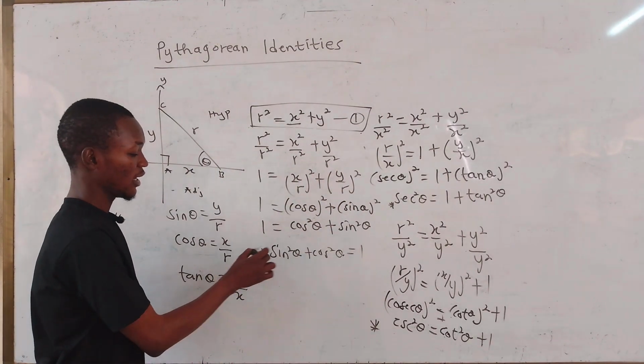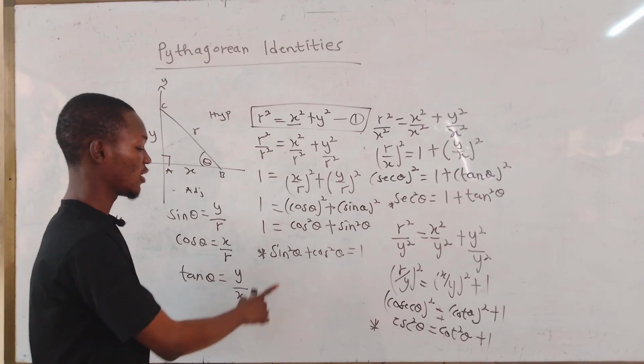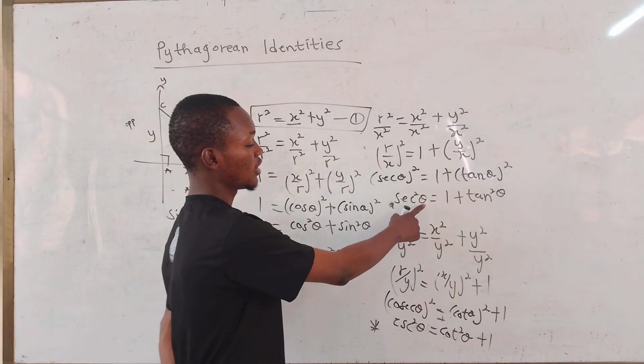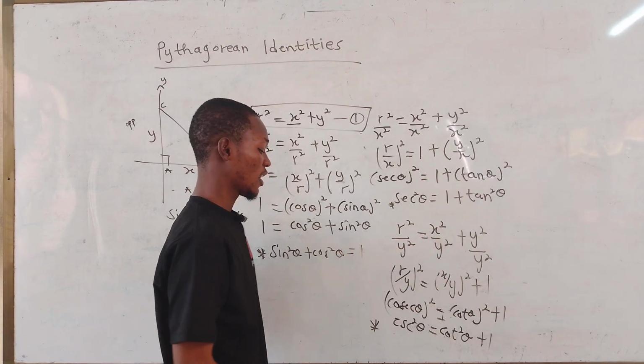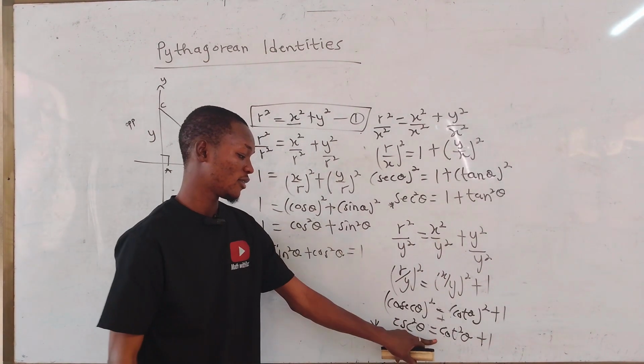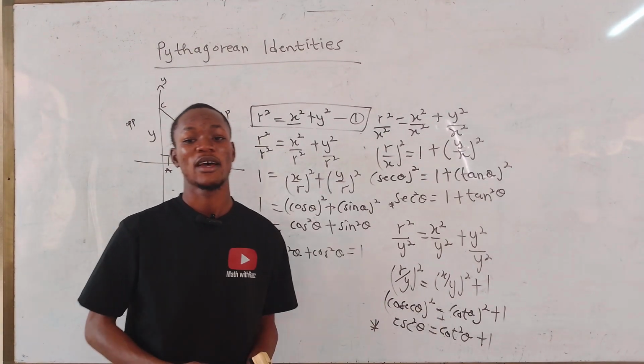And these are the three Pythagorean identities. The first one is sine squared theta plus cos squared theta is equal to 1. And then sec squared theta is equal to 1 plus tan squared theta. And the third Pythagorean identity is cosec squared theta is equal to cot squared theta plus 1.